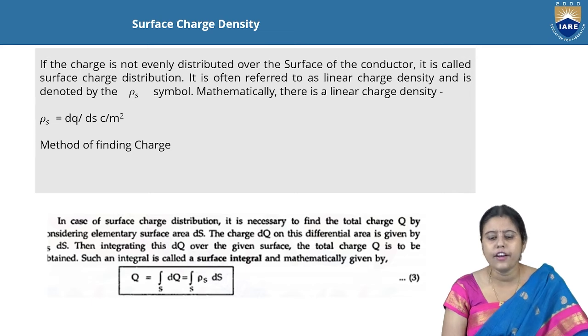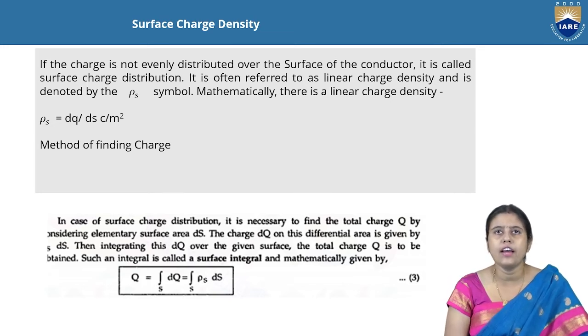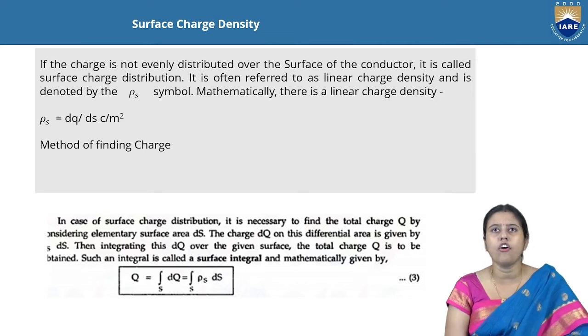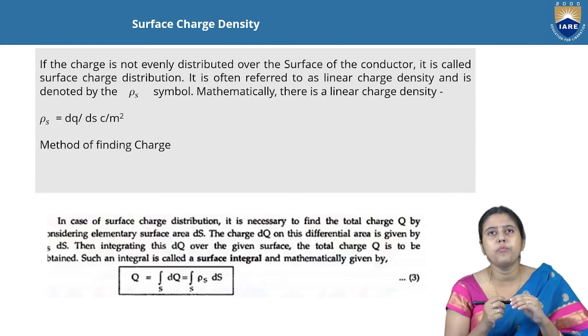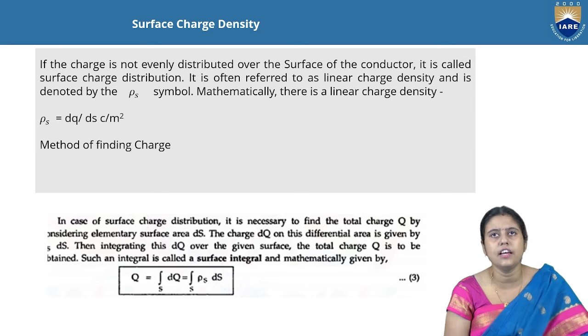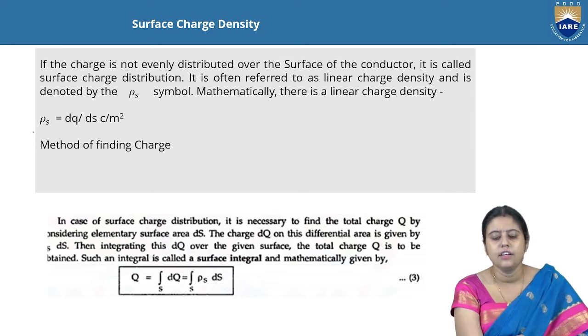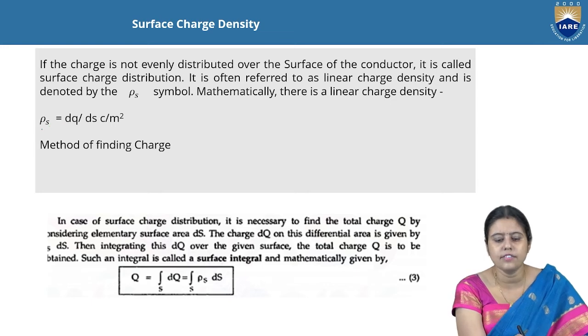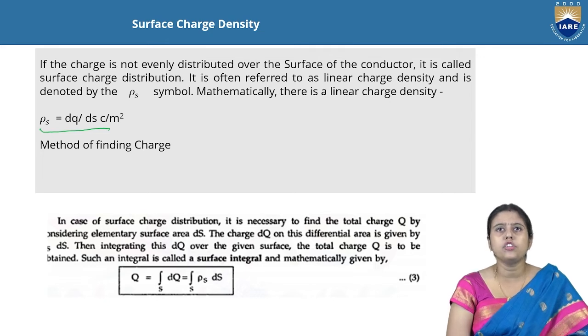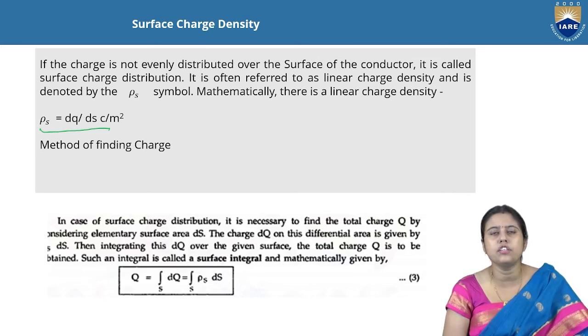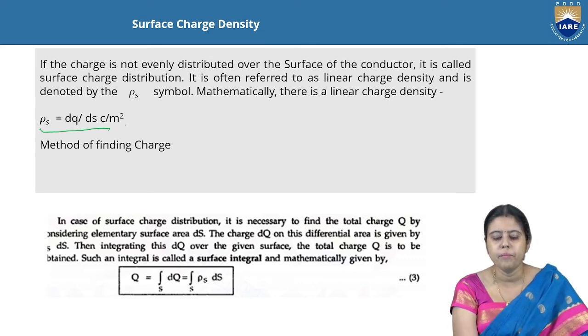Next one is the surface charge density. What is the meaning of surface charge density? If the charge is in the surface area of the conductor, the general tendency of the charge is to lie on the outer surface of the conductor. So if we know the surface charge density, we can calculate the total charge. Surface charge density rho S is equal to dq by ds. And what is the unit? The unit of charge is coulomb and the unit of surface area is meter square. So the unit is coulomb per meter square.